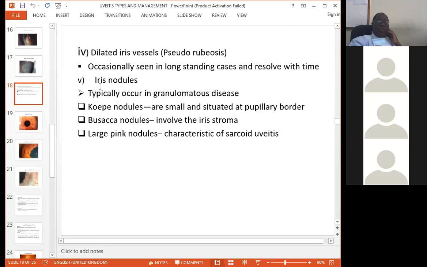Iris nodules may be present, typically occurring in granulomatous disease, such as TB. Koeppe nodules are small nodules situated at the pupillary border, while Busacca nodules involve the iris stroma. And the large nodules are characteristic of sarcoid uveitis. I hope I have examples of this.